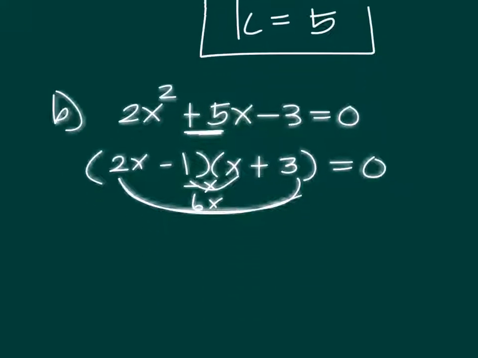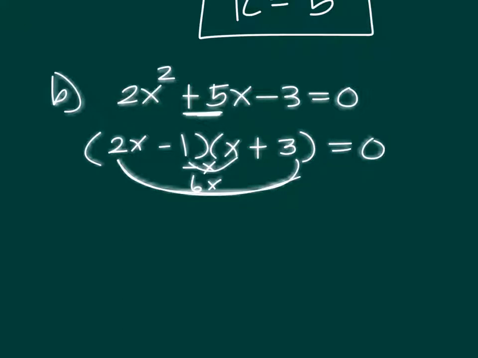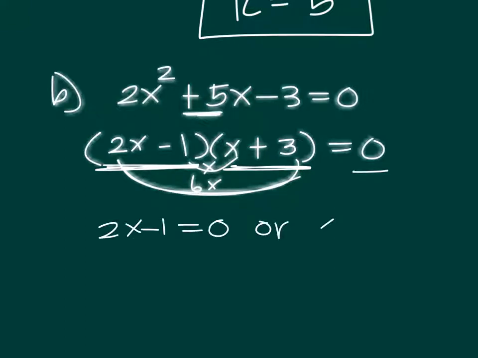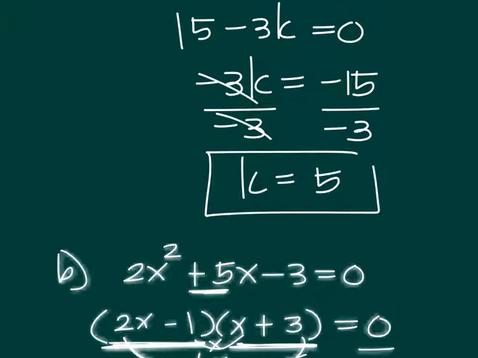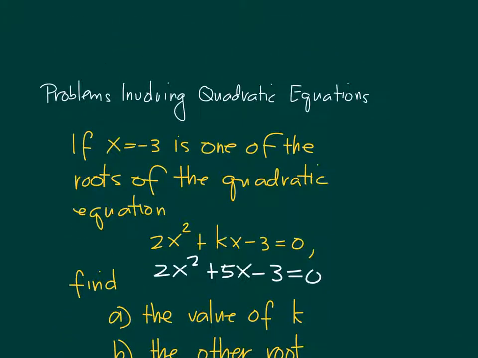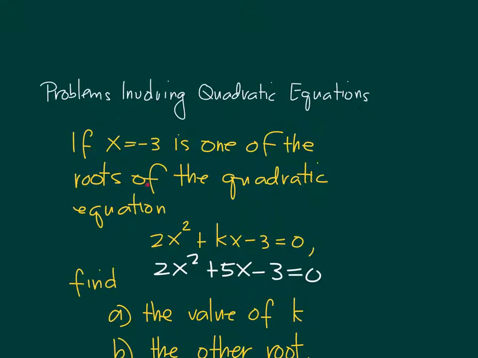Okay, so moving on. Remember, if this (2x minus 1) times (x plus 3) is 0, by the rule, 2x minus 1 is 0, or x plus 3 is equal to 0. So solving the first, 2x equals 1, divided by 2, and that gives us x equals 1 over 2. The other one is x equals negative 3. And take note, this is the root that was mentioned at the beginning of the problem. X equals negative 3 is one of the roots. So we are doing the right solution.